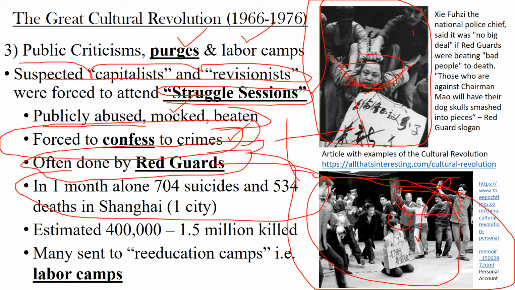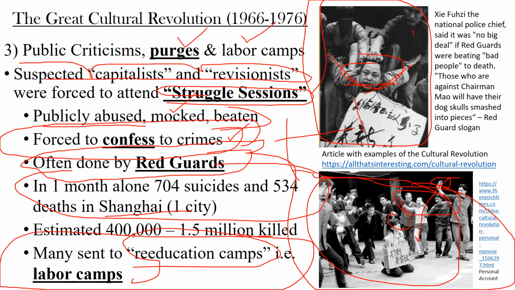It is estimated by historians that between 500,000 and as many as 1.5 million people were killed. And even if you survived these, that didn't mean you were going to be fine. You would still be sent to re-education camps, which were, of course, labor camps.